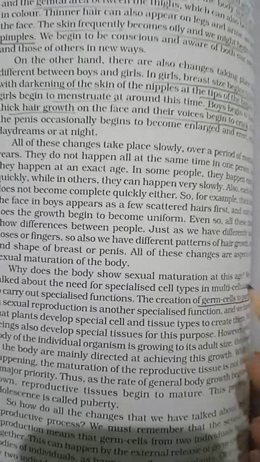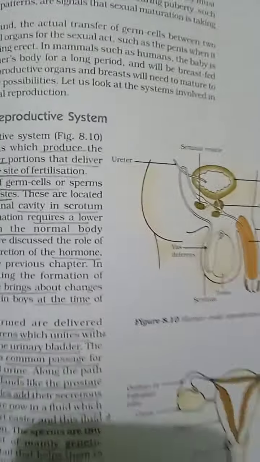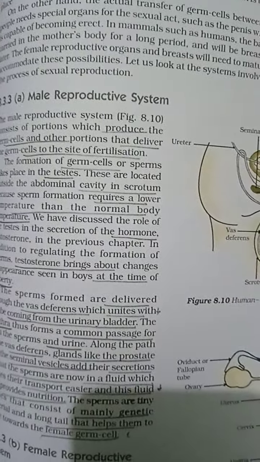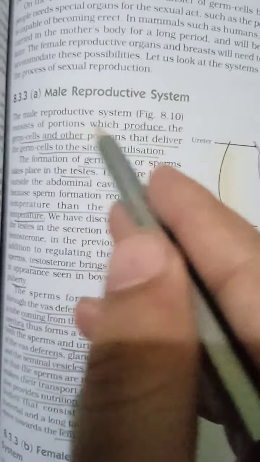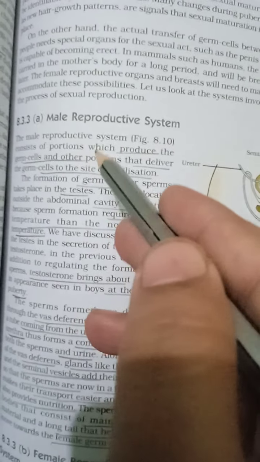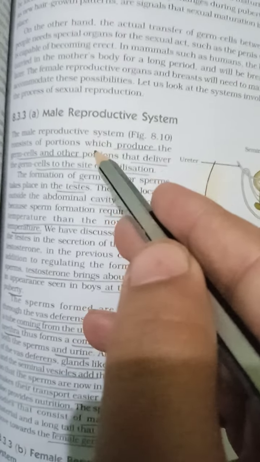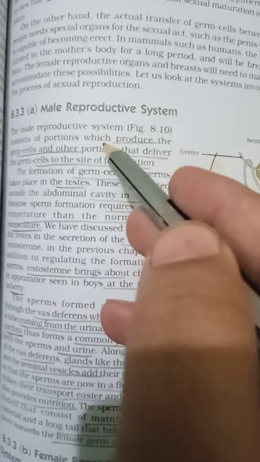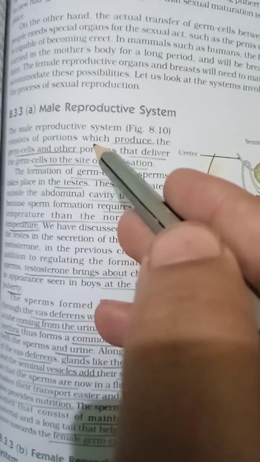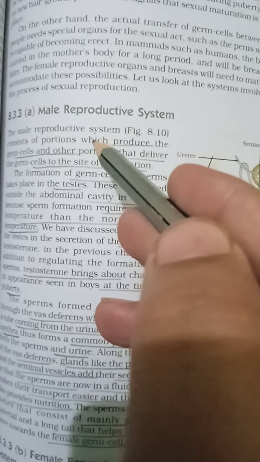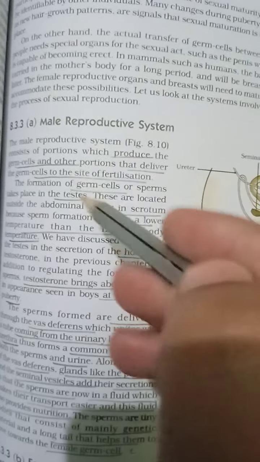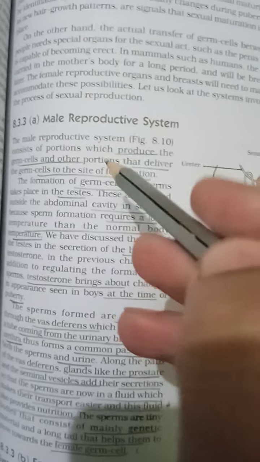Okay. Now we discuss the male reproductive system and the female reproductive system. First, the male reproductive system. The male reproductive system, which produces germ cells, has two portions: primary reproductive organs and secondary reproductive accessory organs. The primary reproductive organ helps in the formation of germ cells or gametes, and the secondary reproductive organs help in the transport of the germ cells, and also include glands which provide nutrition and nourishment for the sperm.